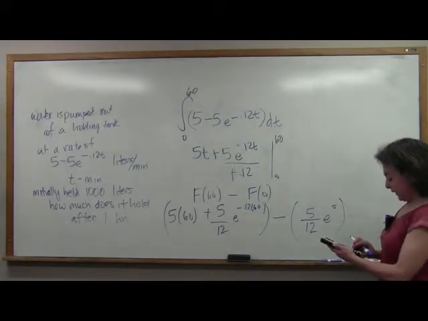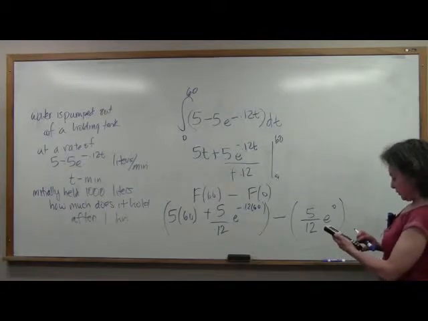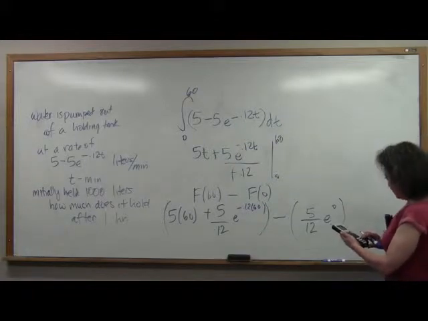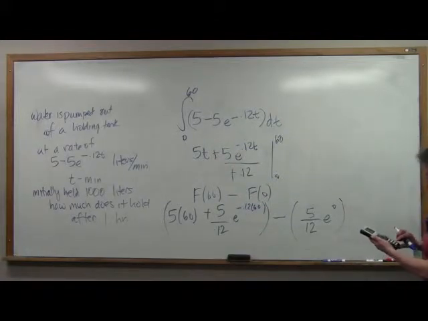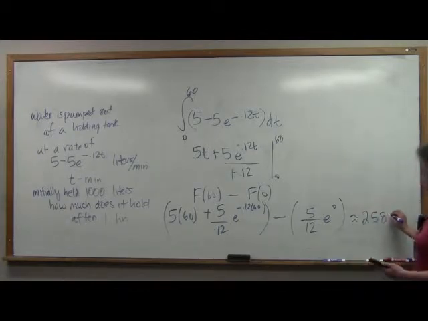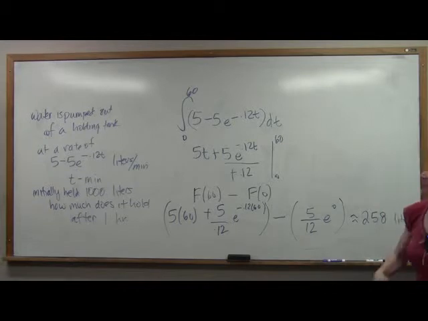And when we compute that, we will get minus 5 divided by 0.12. I'm just going to round to the nearest liter, 258 liters. Question is, are we done? What did we just find? What we just found is the number of liters that was pumped out in the first hour.